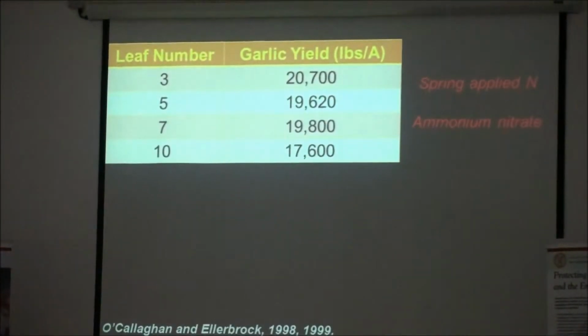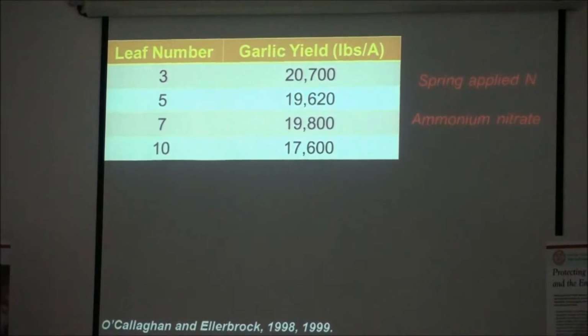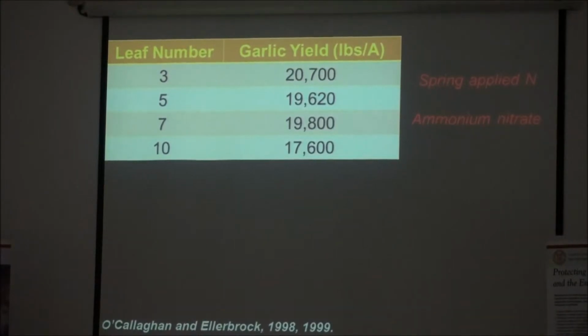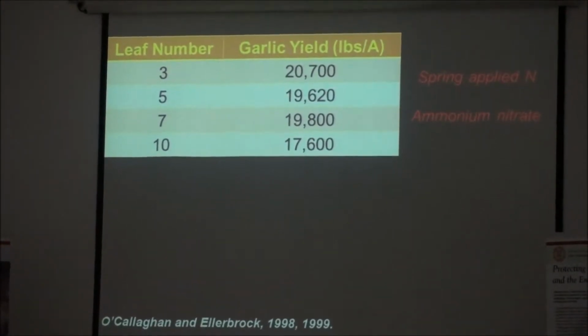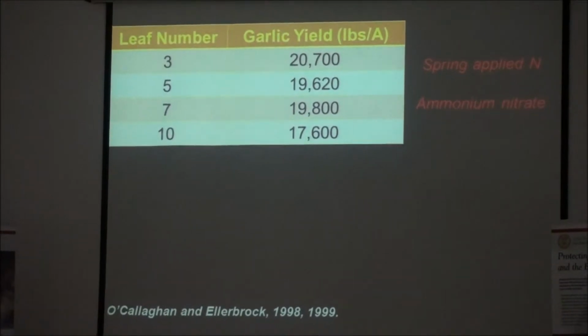They also did some work where they were looking at timing of that nitrogen application in the spring of the year. And they were at first looking at it in terms of growing degree days. But what it seemed to work the best for them was applying the nitrogen based on the growth of the plant, which, of course, in a way is related to the growing degree days. Okay? So they're applying this in the spring when garlic had 3, 5, 7, or 10 leaves. What they found was that the best yield was when they applied early. Okay? And everything they were using here was ammonium nitrate fertilizer.